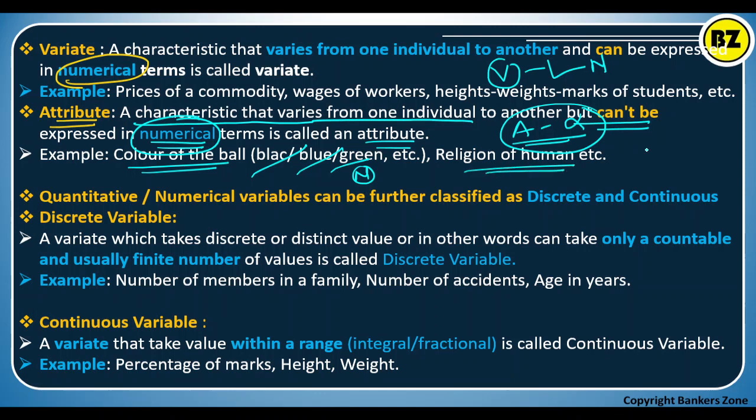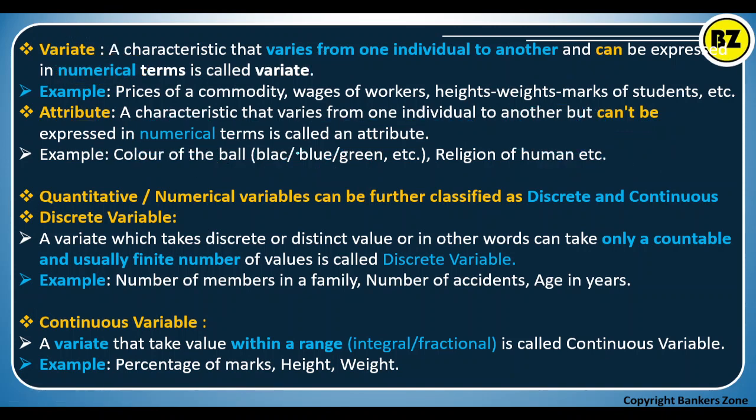Religion of a human may be Hindu, Christian or other, but it cannot be expressed in terms of numbers. So simply, a variate can be expressed in the form of a number, and an attribute cannot. Now see, a quantitative or numerical variable can be further classified as a discrete or a continuous variable.